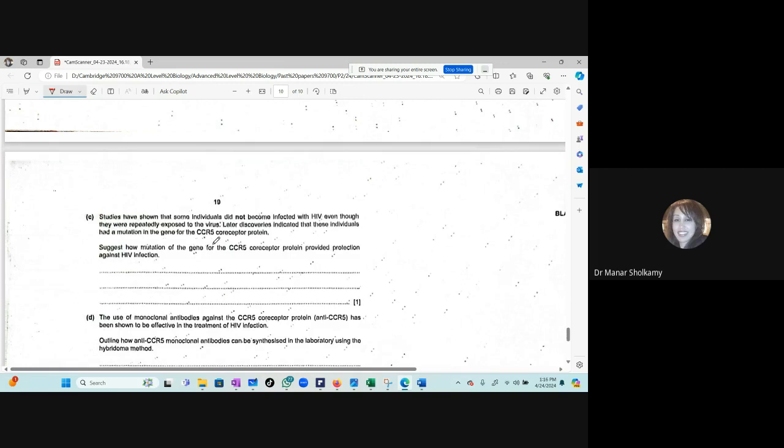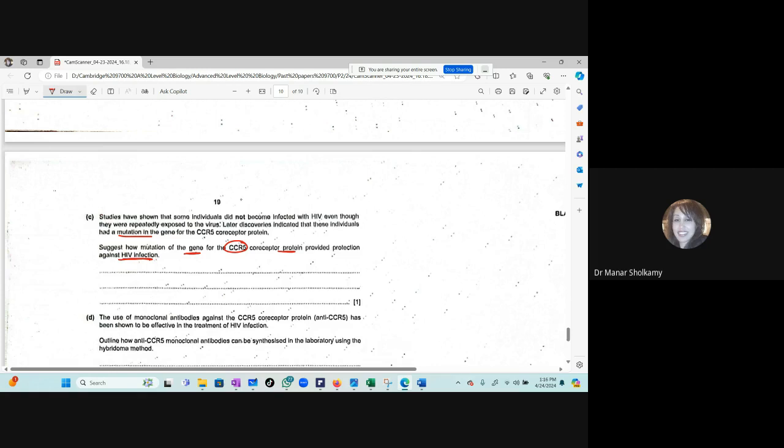Suggest how mutation of the gene receptor protein provided protection. Now we have to read the question. Studies have shown that some individuals did not become infected with HIV, even though they were repeatedly exposed to the virus. They have immunity to HIV, they're lucky. Later discoveries included that these individuals had a mutation in the gene for the co-receptor protein. Suggest how a mutation for the gene for the CCR5 co-receptor protein provided protection against HIV.